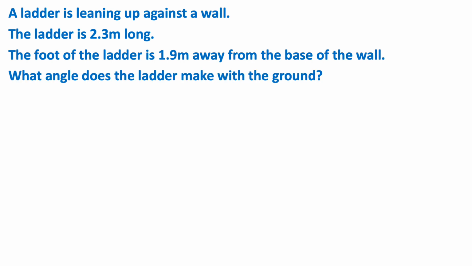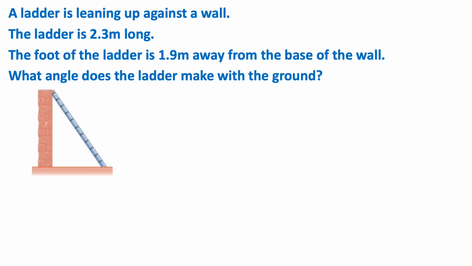This question says, what angle does the ladder make with the ground? Now you're finding an angle. That means I want you to put a little theta sign somewhere in your diagram. And the clue is the theta goes where those two things meet in the question. So it says ladder and the ground. Have a look at your picture. Where does the ladder touch the ground? That's where you need to put a theta.